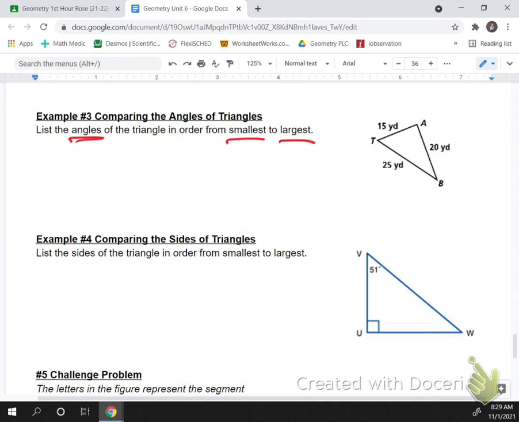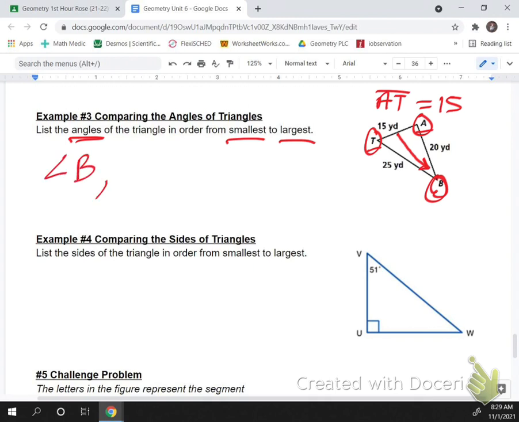The sides. So which one is the smallest side? Which one is the smallest side? Segment AT is 15, and that's the smallest side. Which angle is across from that? Angle TBA, right? Or we can just say angle B.